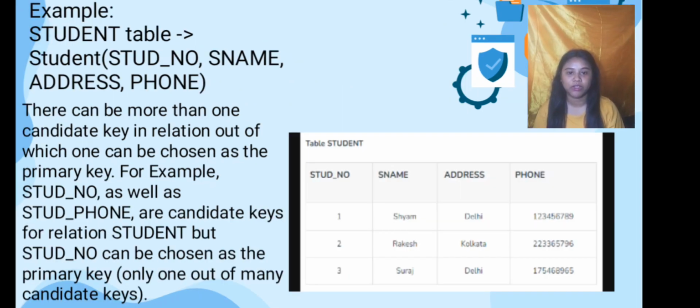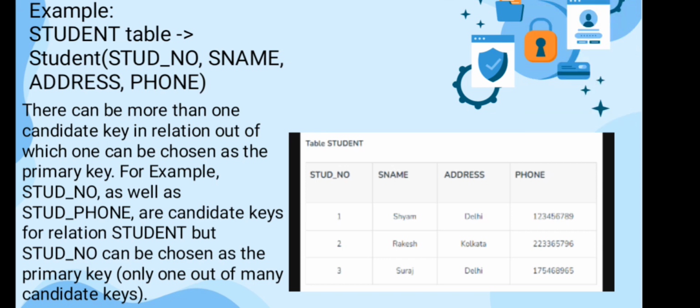I have the example of a student table: student number, student name, address, and phone. There can be more than one candidate key in a relation, out of which one can be chosen as the primary key. For example, student number as well as student phone are candidate keys for the relation student, but student number can be chosen as the primary key. Only one out of many candidate keys.